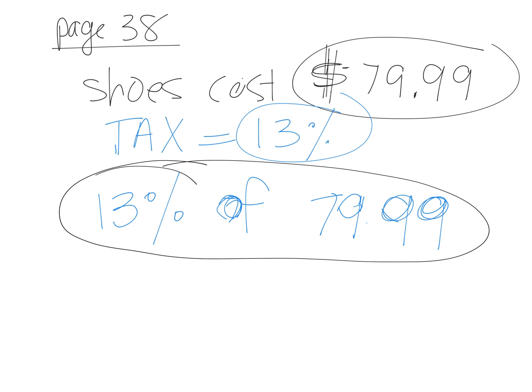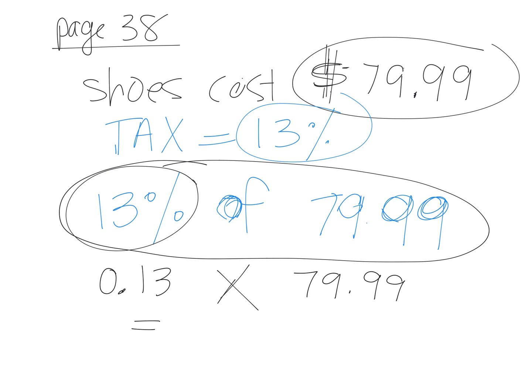What do I need to do with this 13%? Turn it into a decimal. What is 13% as a decimal? Now we're calculating the percent of the whole. So we need to multiply. We're taking the percent, 0.13, and multiplying it by the amount.